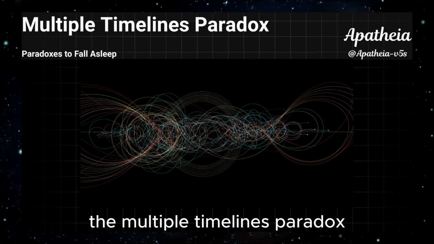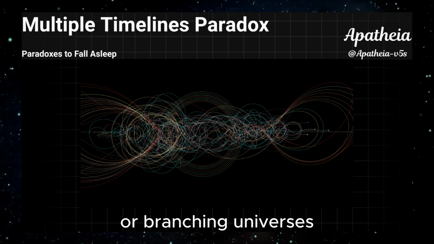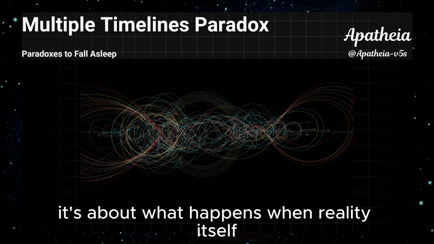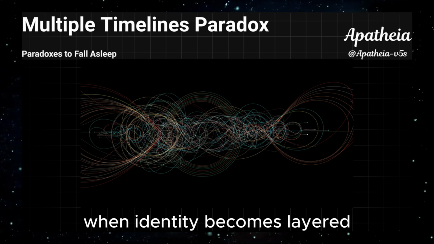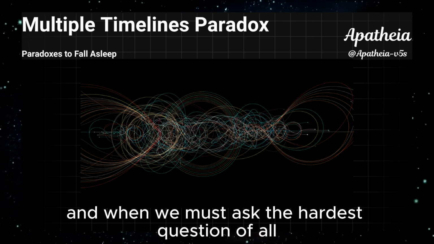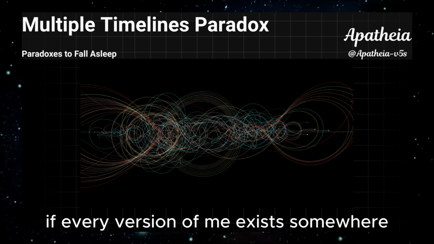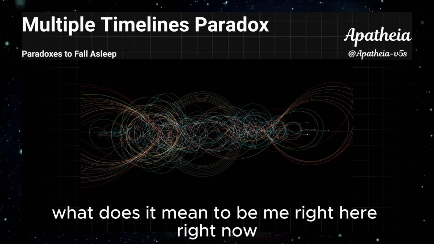In the end, the multiple timelines paradox isn't just about time travel or branching universes. It's about what happens when reality itself becomes plural. When identity becomes layered, when cause and effect lose their meaning. And when we must ask the hardest question of all, if every version of me exists somewhere, what does it mean to be me right here, right now?